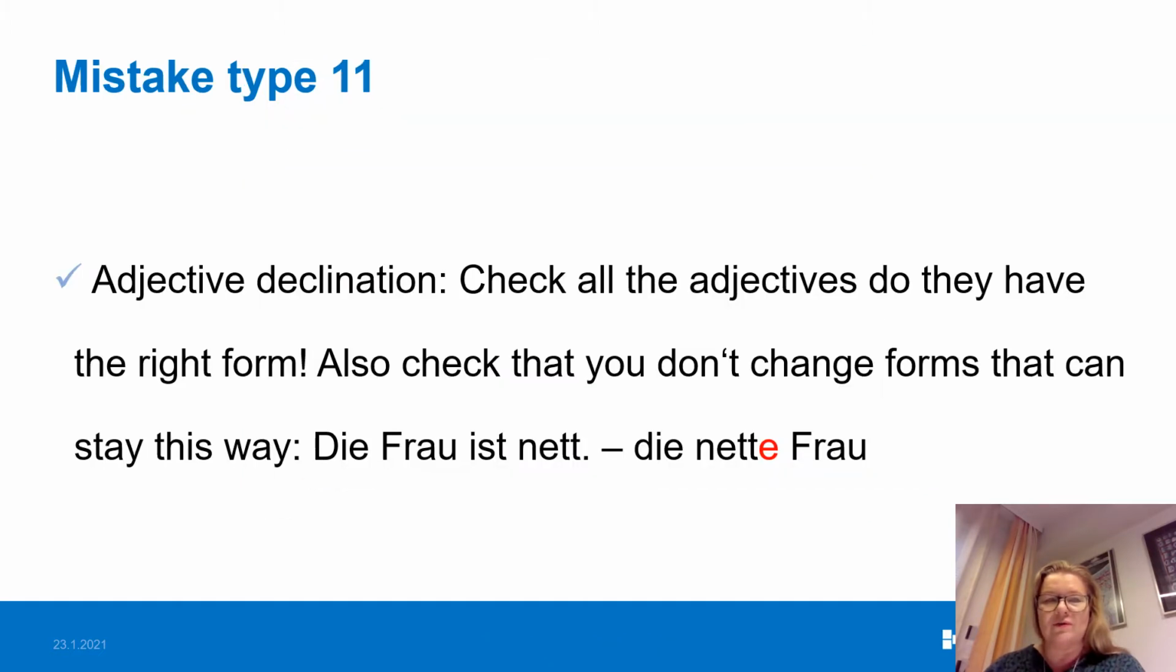So you go through different types of mistakes, and you always check only one sort of mistake. So a very typical mistake type is wrong adjective declination. Check all the adjectives. Do they have the right form? Also check that you don't change forms that can stay this way. So remember, die Frau ist nett, der Mann ist nett, das Kind ist nett. But if you put the adjective in front of the noun, then you have to adapt. Die nette Frau.